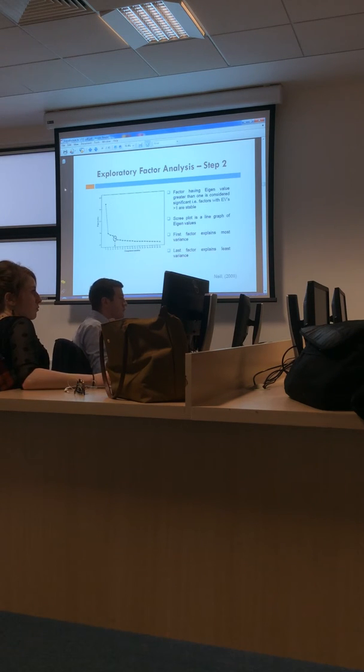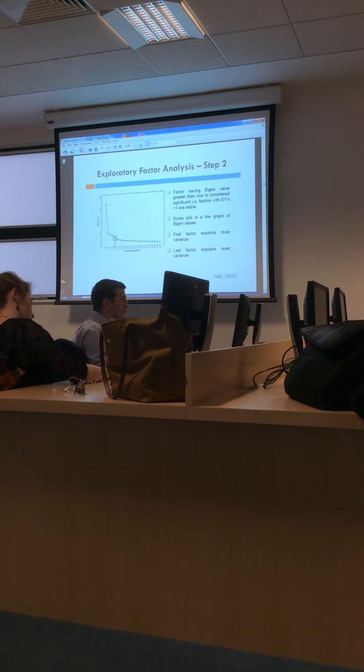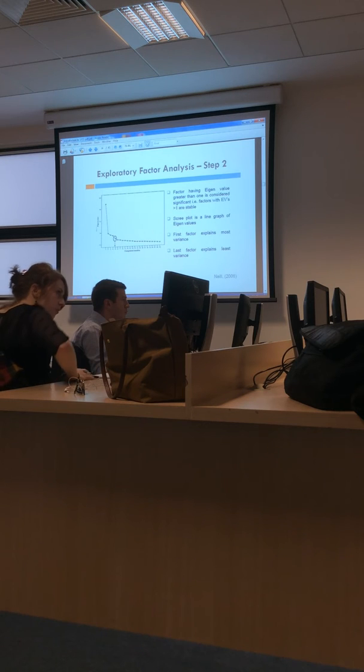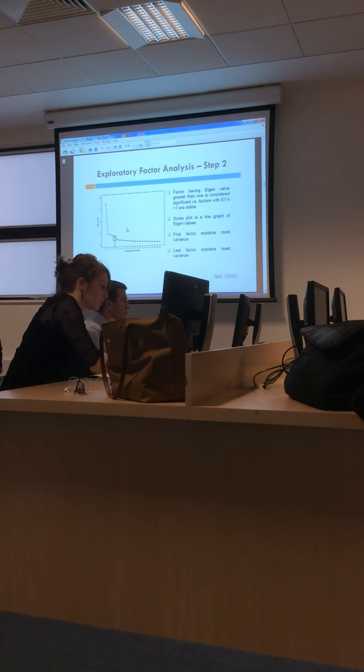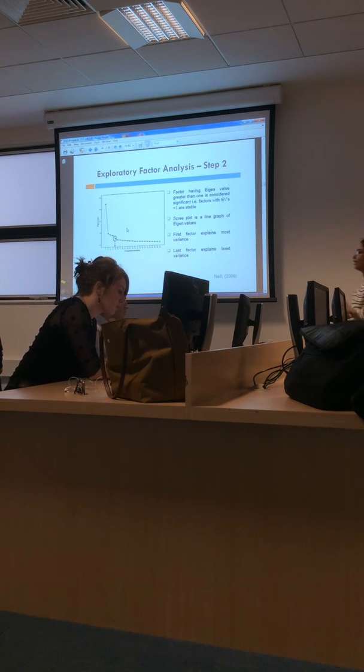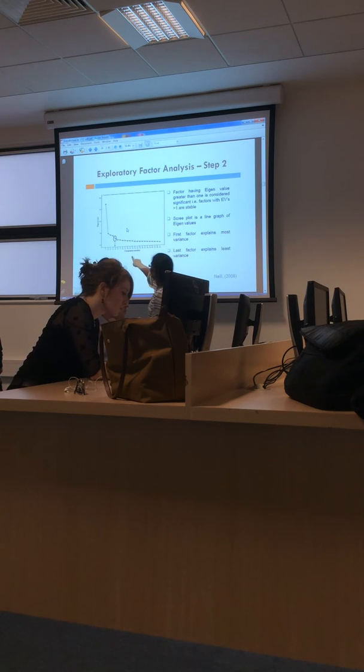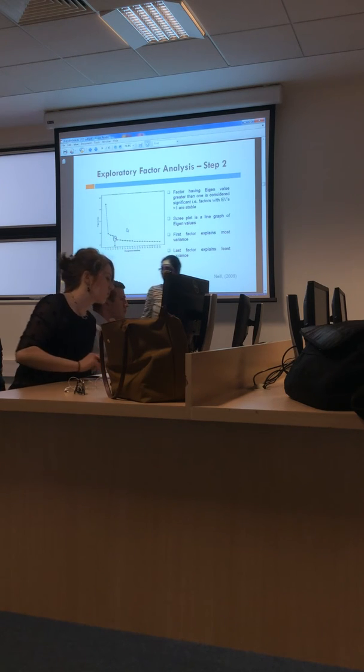Another graphical representation for factor extraction is the scree plot. In this graph you have the component number against the eigenvalues. As I told you, any factors which have eigenvalues above 1 are stable. So if you draw an imaginary line at eigenvalue 1, anything above 1, you retain it.